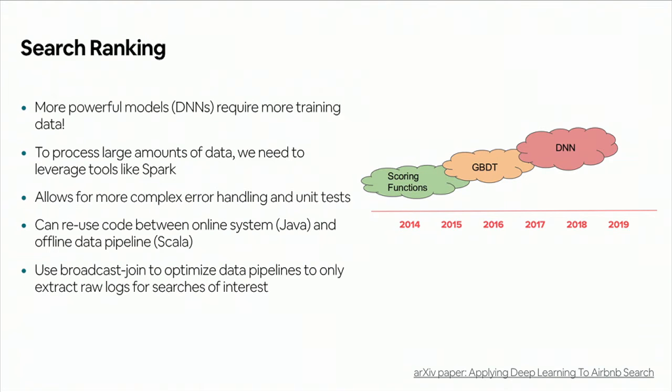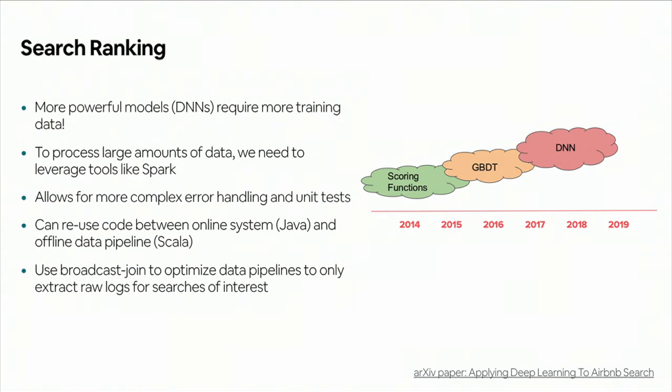The first one is the search team, who are building different kinds of machine learning models to serve the search results on Airbnb.com. They need to prepare the data for training the model and to prepare the features for scoring, and they are using Spark for that.